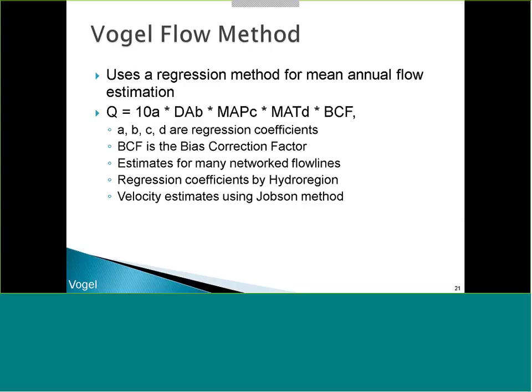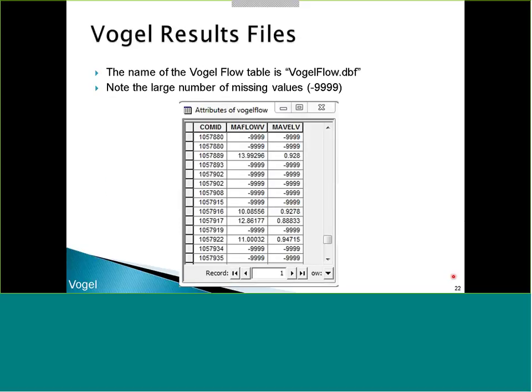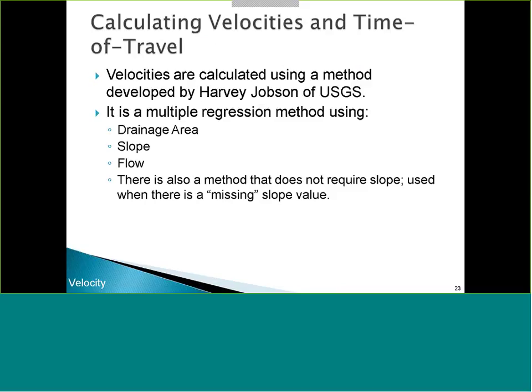And so we have the data limits. There will be a lot of missing values in there because we do not extrapolate from his regressions. That's why in the Vogel mean annual flow and mean annual velocities, we will get a lot of missing values for the small streams and for larger streams. But for EROM, you'll have flow values on everything.